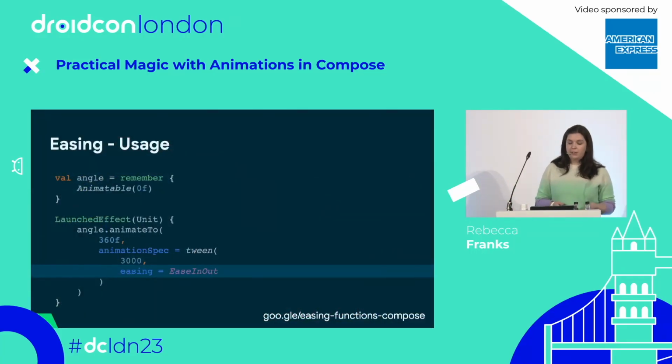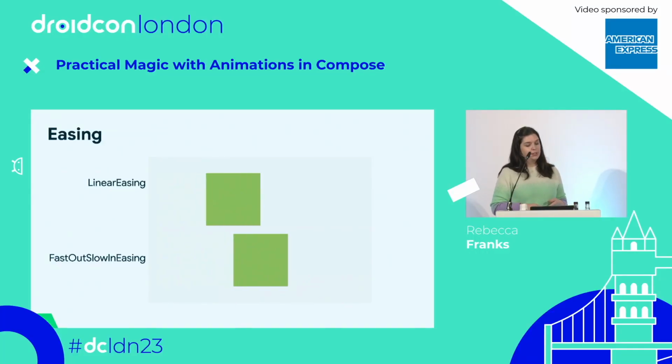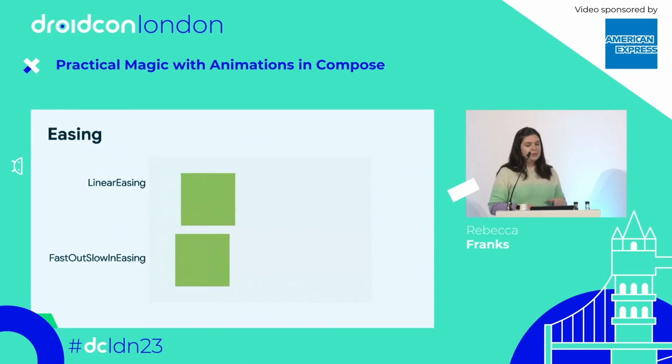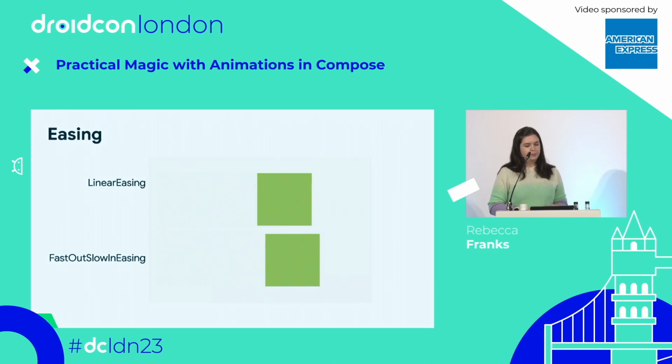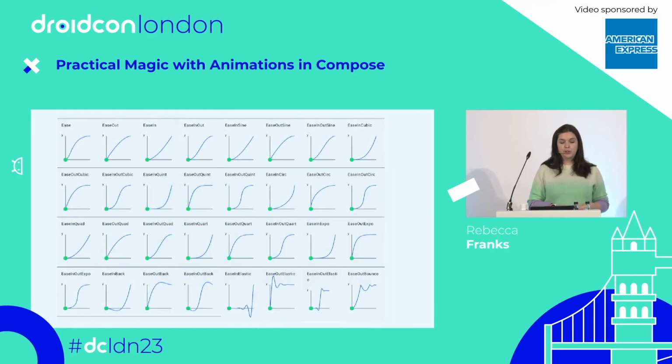We can then use these easing functions that are specified, easing curves, by defining the easing parameter on the tween spec. So this diagram shows the difference between applying different easing functions, linear and fast out, slow in easing, applied to the same animation. As you can see, there's a big difference between the two. Fast out, slow in seems a little bit more natural than a linear curve. So there are a bunch of built-in easing functions for you to use in Compose that should take care of most of your requirements. But if they don't, there are plenty of ways to define your own.